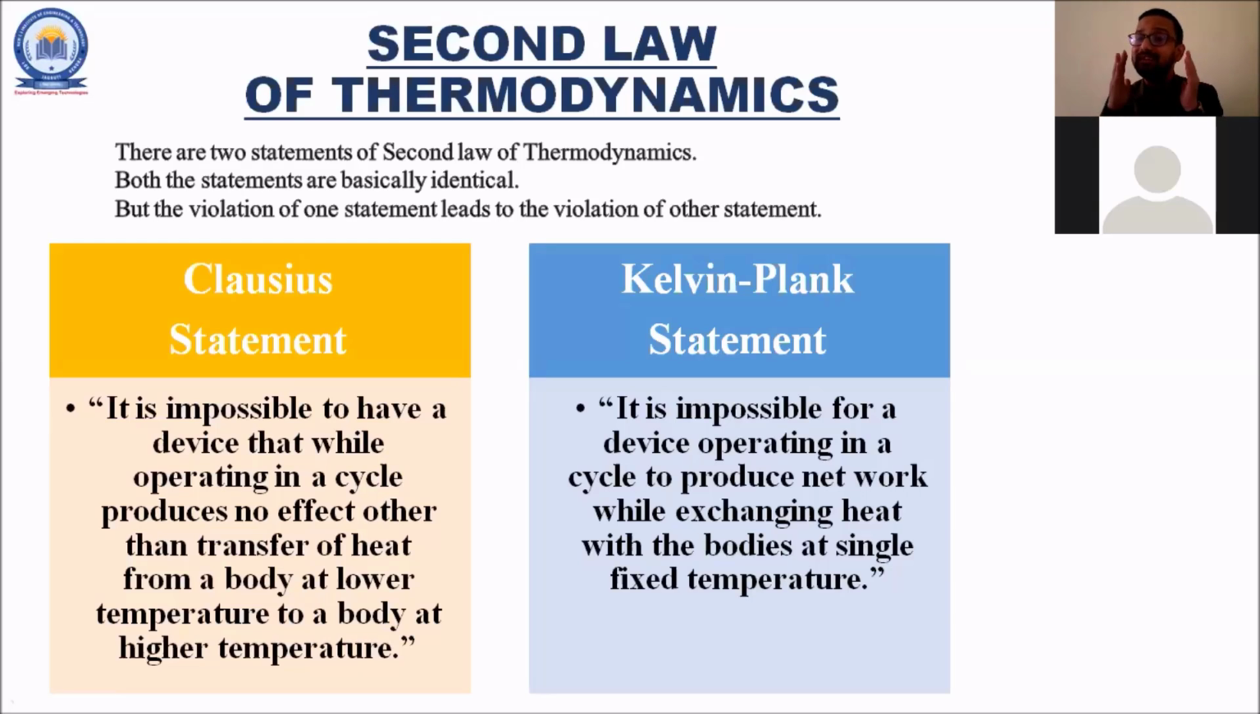So in simple terms, we cannot develop a device operating in a cycle which transfers heat from a body at lower temperature to a body at higher temperature by itself. That means the device cannot automatically transfer heat from the cold body to a hot body. If you go into some depth of this statement, I can tell that the reverse of the Clausius statement is possible. We can easily transfer heat automatically from a body at a higher temperature to a body at a lower temperature.